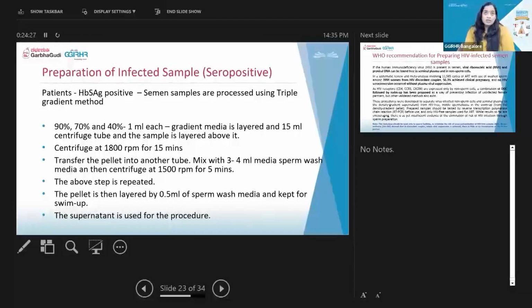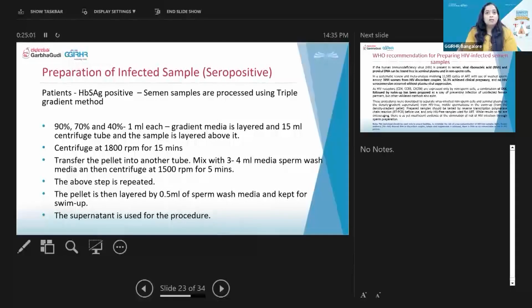Now, how do you process the infected case? For example, you get a seropositive case, a hepatitis B positive case. How do you process such samples? You can go for a triple gradient method, where instead of 80-40, you now have 3 different concentrations: 90%, 70%, and 40%, 1 ml each. So you have 90% at the bottom, above it the 70%, 1 ml, then the 40%, 1 ml layered, and above that the sample is layered for the filtration process.